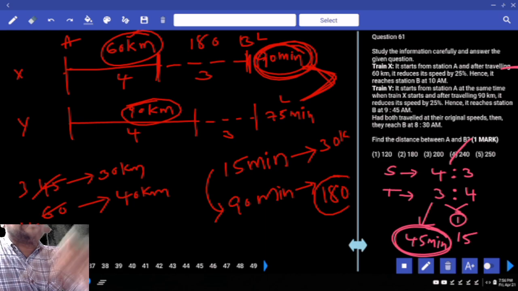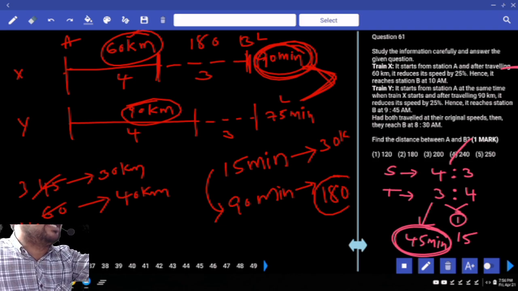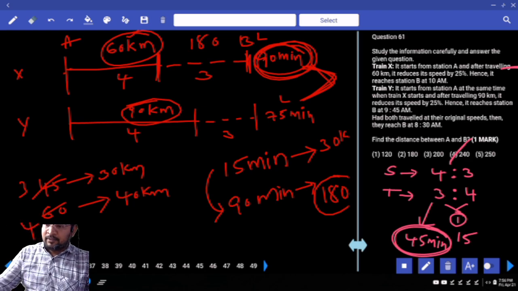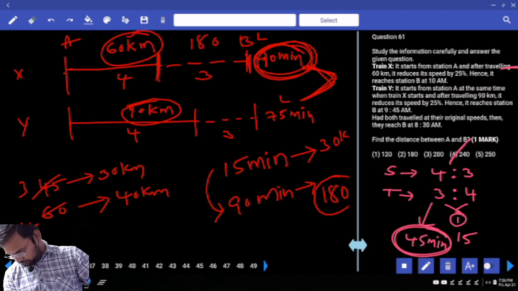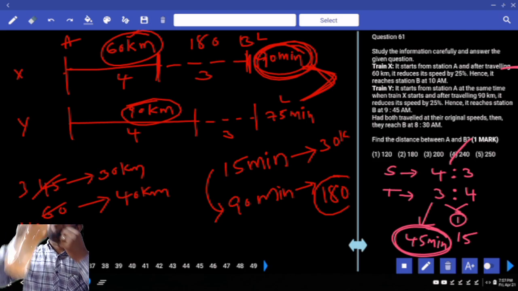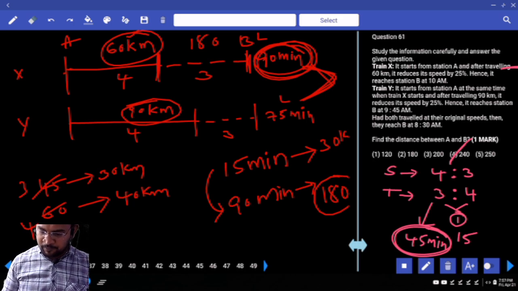15 minutes late will be equivalent to 30 kilometers. 15 minutes late is nothing but 30 kilometers. 90 minutes late is nothing but how many kilometers? Are you clear, Nana? Shall I go for the next question? Next question. Are you ready?